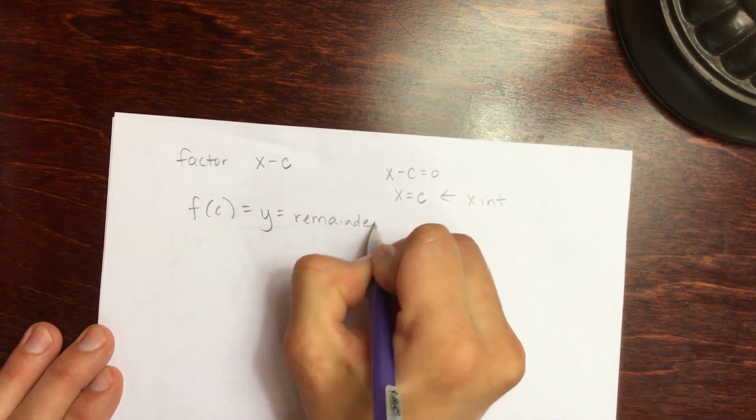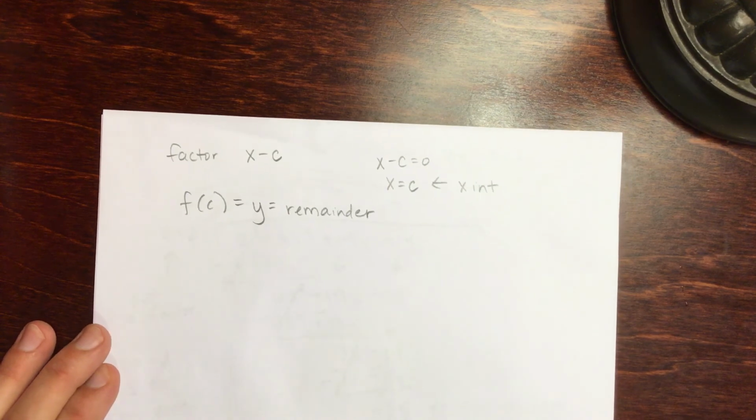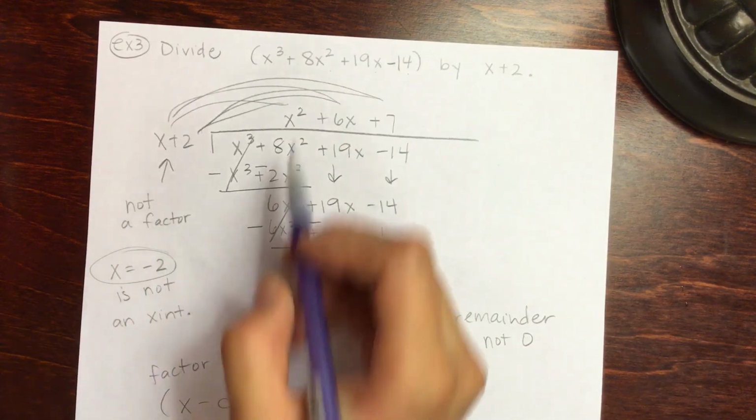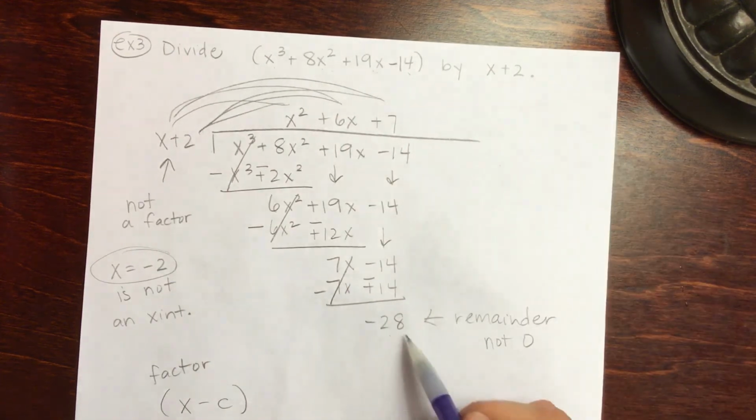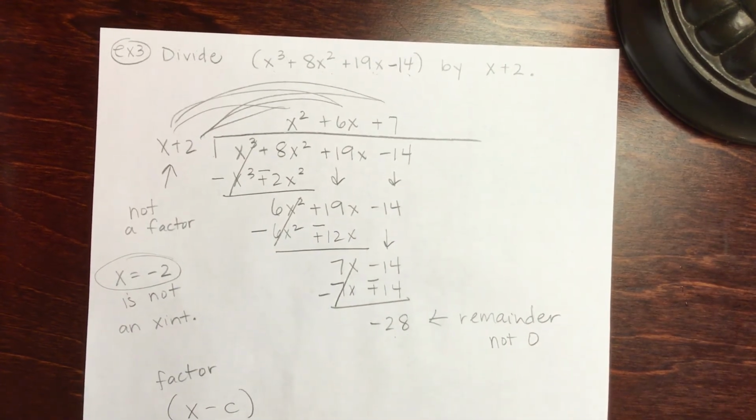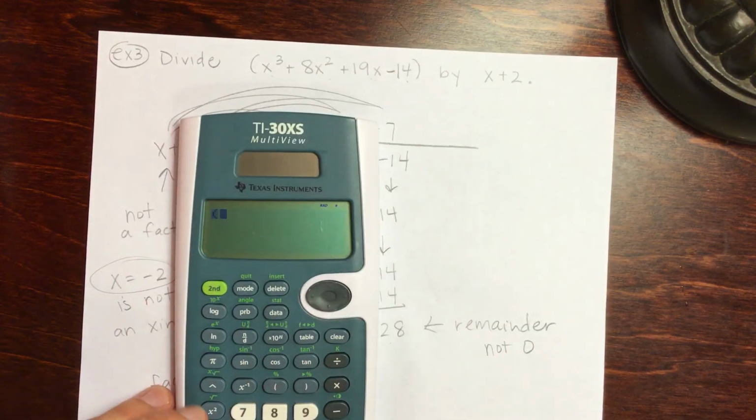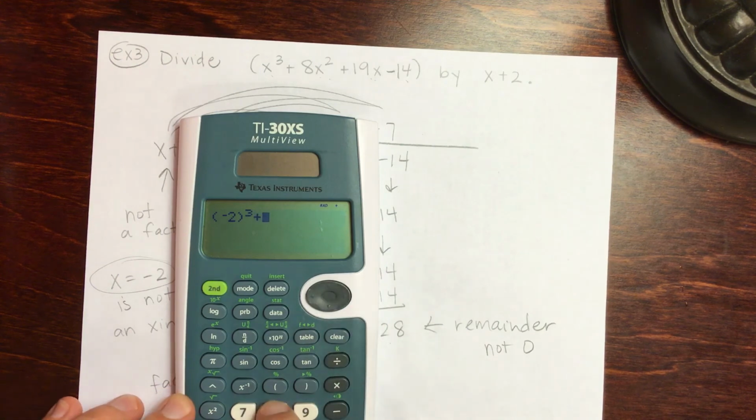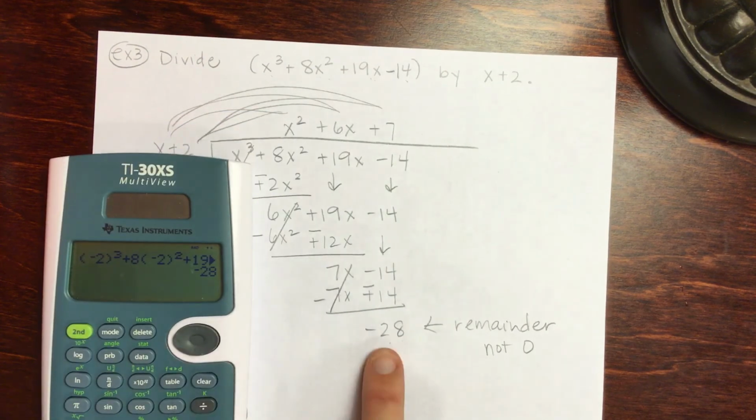remainder. Why is that helpful? I just said that earlier. We can sub this -2 into our original equation and check to make sure we got the same remainder. So let's do that. Let's sub in a -2. We get a -28. So that means that is our remainder and everything's good.